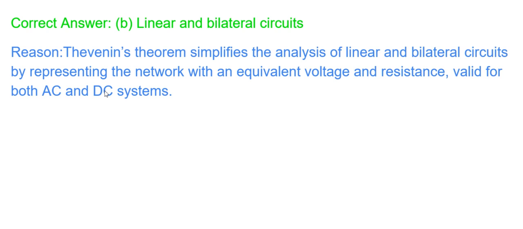And the correct answer is B, linear and bilateral circuits. Reason: Thevenin's theorem simplifies the analysis of linear and bilateral circuits by replacing the network with an equivalent voltage and resistance, valid for both AC and DC systems.